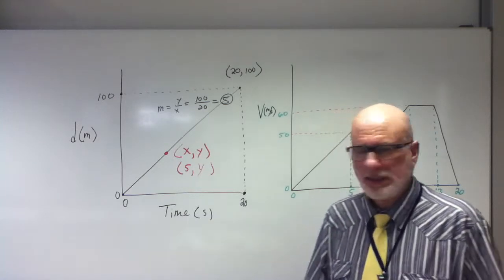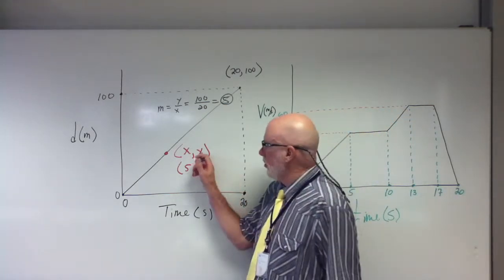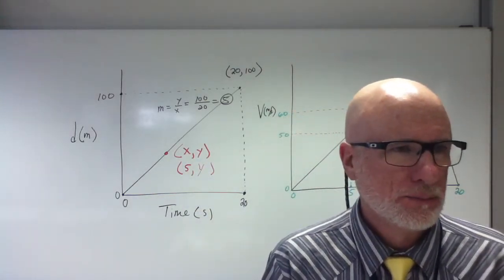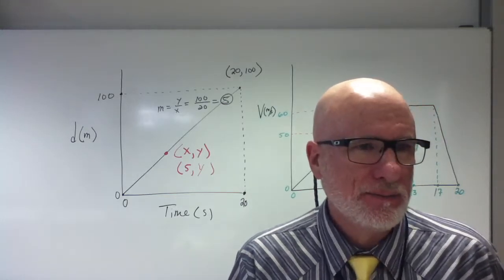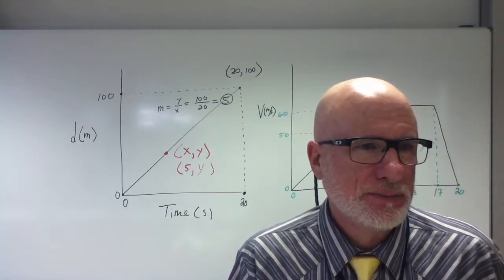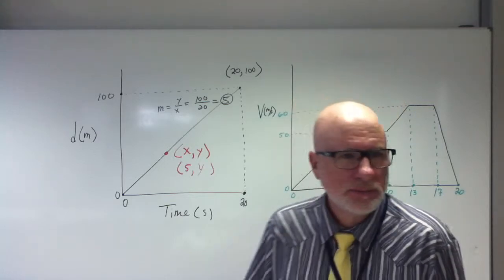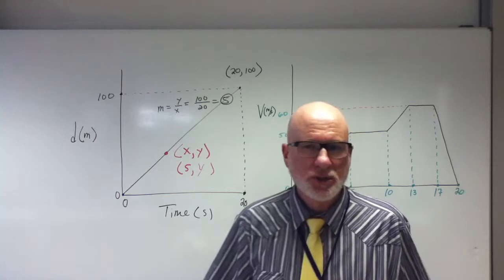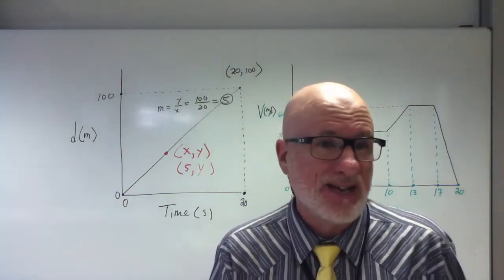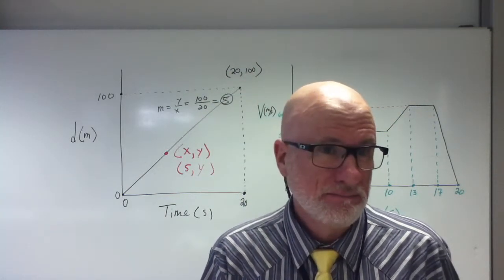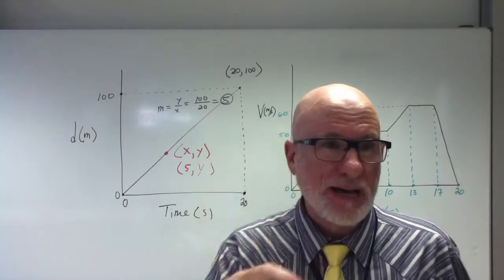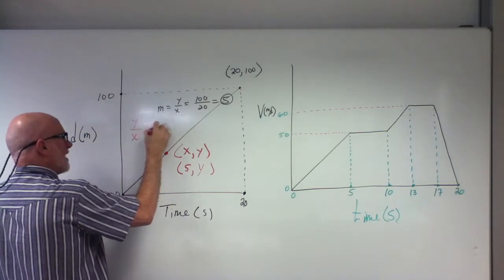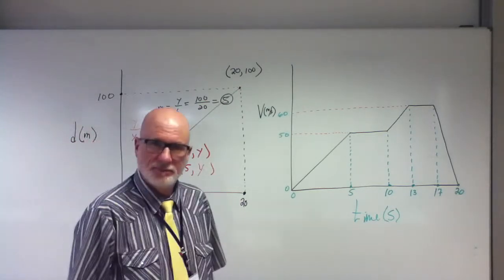Okay. Well, let's see. Doesn't Y over X have to equal what? The slope, right? So what's the slope? Isn't the slope 5? So doesn't Y divided by X have to equal 5? Right? So Y over X equals 5, right?